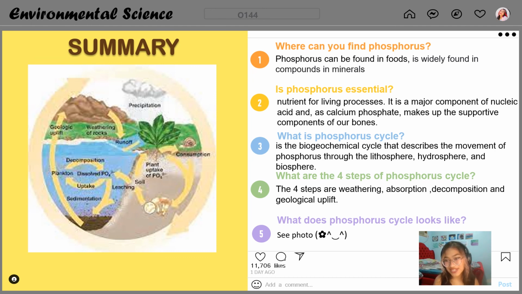So what does the phosphorus cycle look like? See the photo. Here we can see the precipitation or the weathering, then the absorption by plants, runoff, leaching, and the geological uplift.